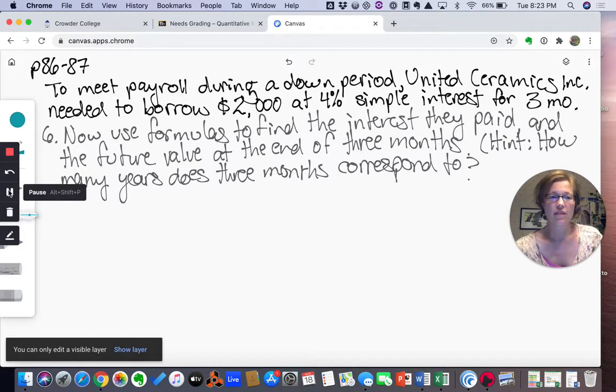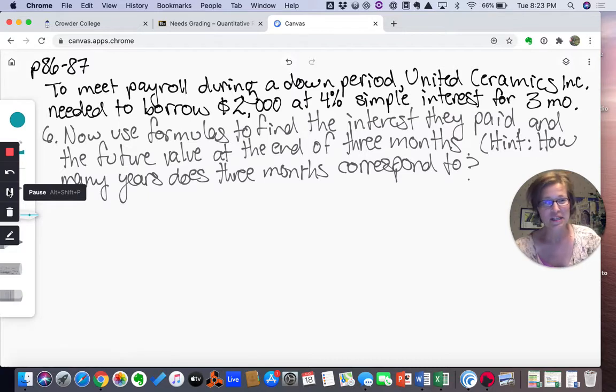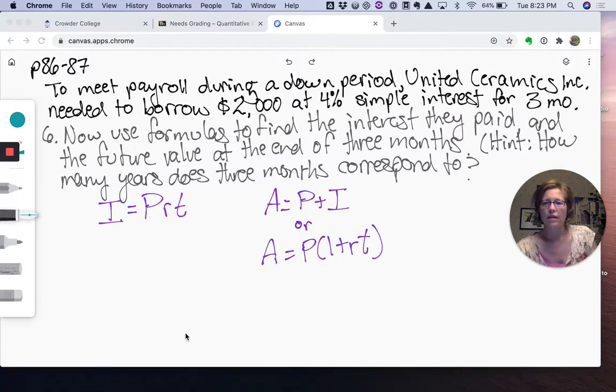And it's suggesting use formulas. So let's get some formulas. These are our 2 simple interest formulas. Sometimes we'll use one, sometimes we'll use the other, sometimes we'll use both. What do we need to do here? Well, first we're trying to find the interest. This is the formula that talks about interest. So let's plug in what we know.